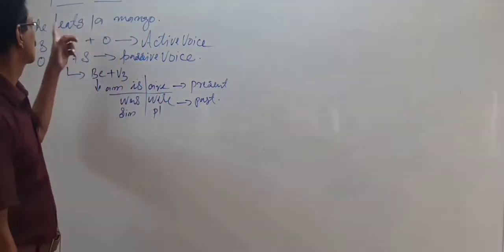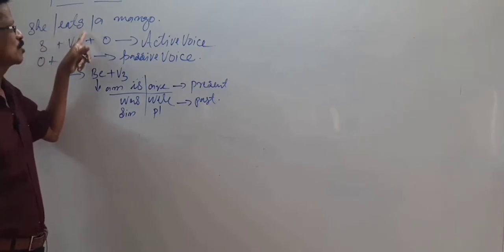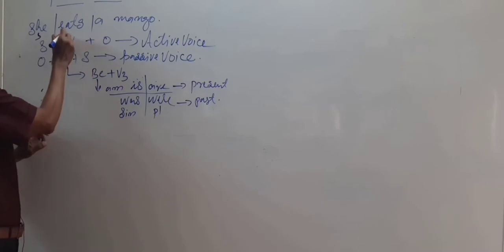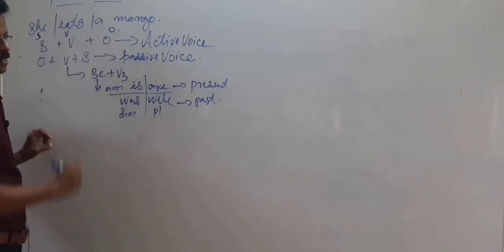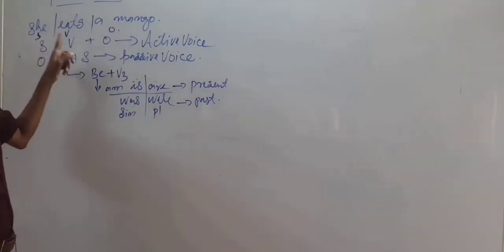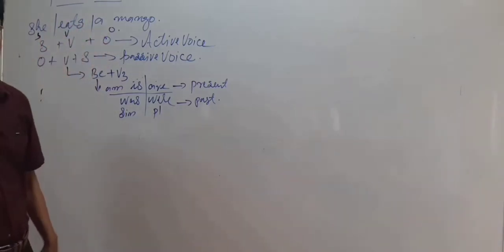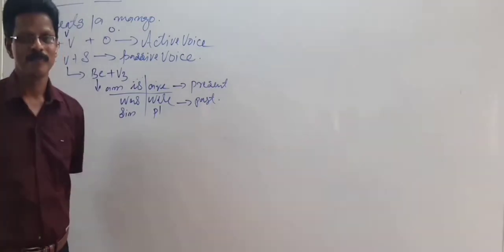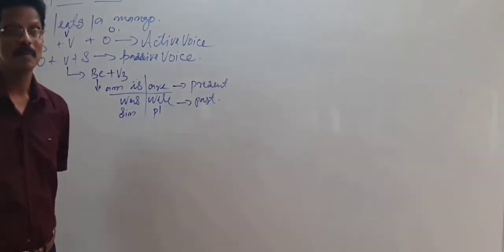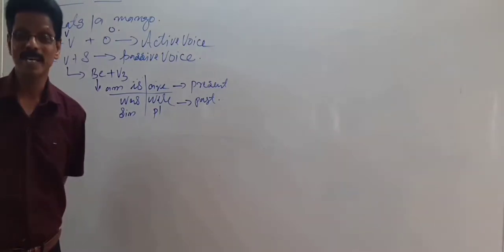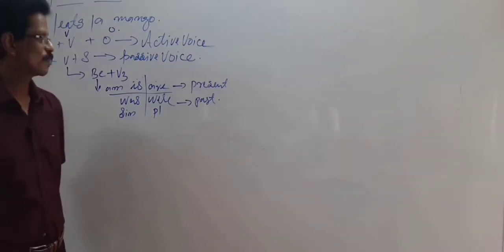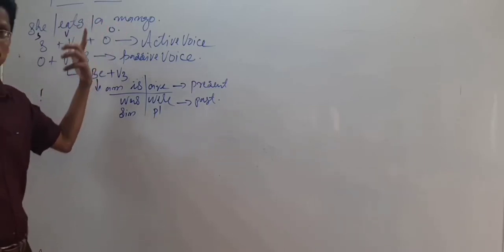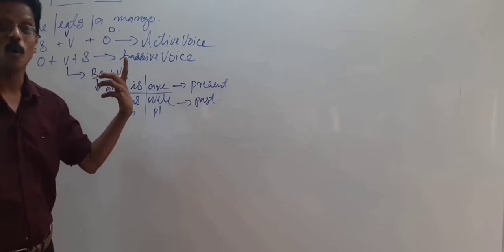Look here. She eats a mango. This is subject, this is verb, this is object. Subject plus verb plus object. So S plus V plus O, that is active voice. I repeat, subject plus verb plus object is equal to active voice. Now, changing that active sentence into passive voice, you have to change the word order.